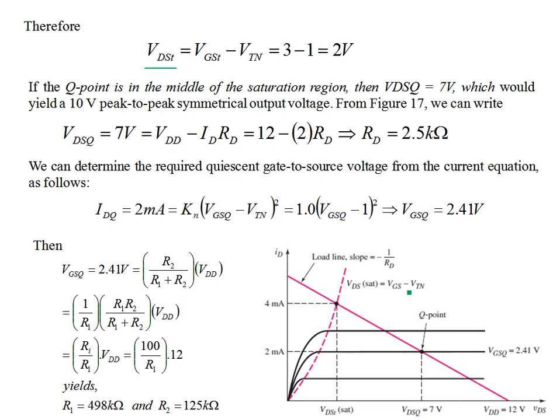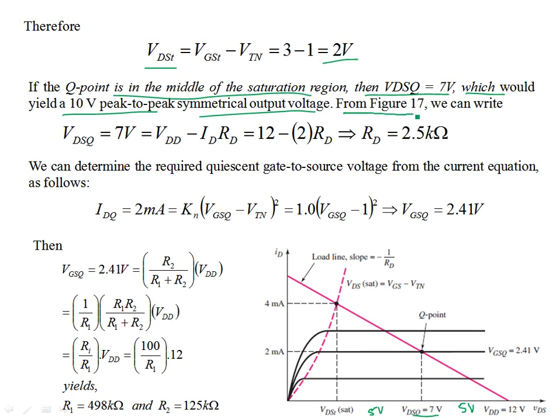Now VDS sat is 2 volts, so the Q point is in the middle of the saturation region. Then VDSQ is 7 volts over here. You can see that this is 5 volts and this is also 5 volts. So you can have a maximum swing of 10 volts peak to peak sine wave as the output, which would yield a 10 volt peak to peak symmetrical output voltage without being clipped from either side.